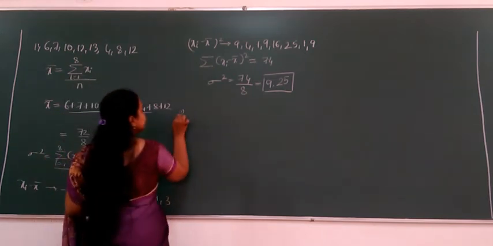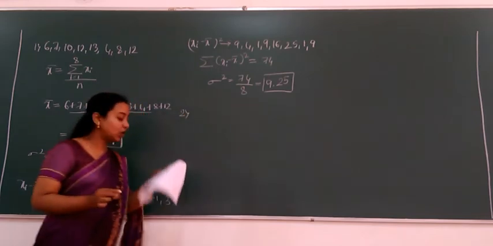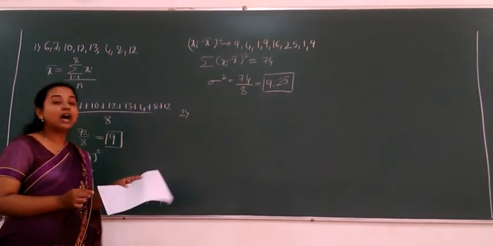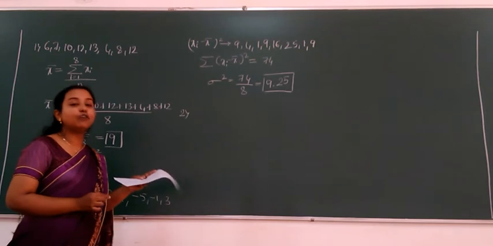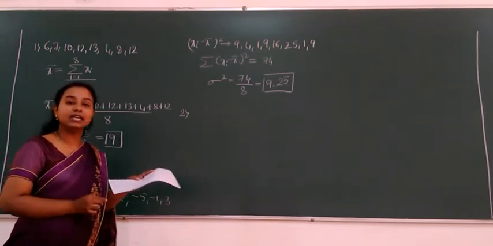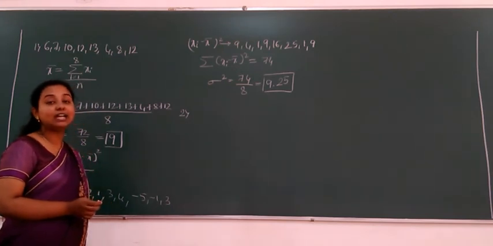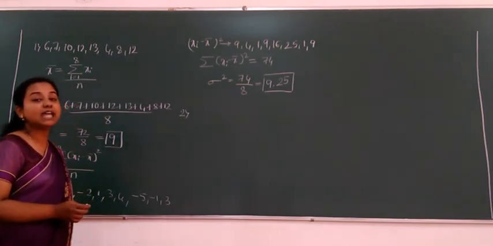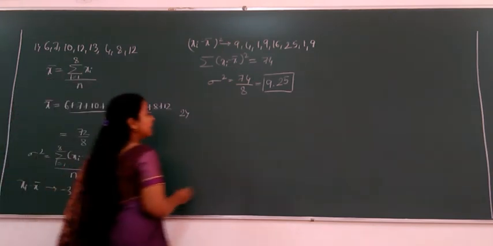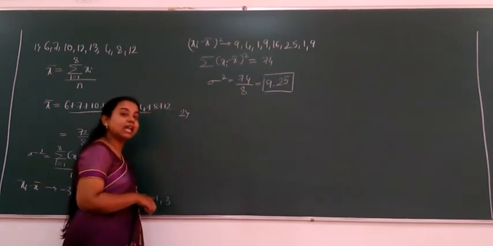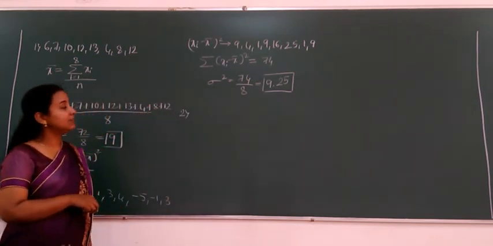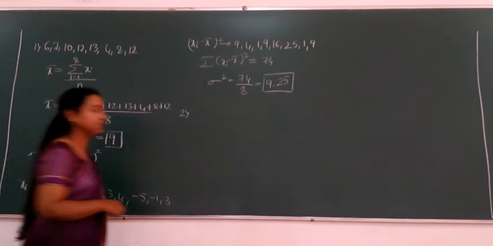Now let us consider our second question. What does your second question say? Find the mean and variance for the first n natural numbers. So what are they asking? They are asking us to find the mean and variance for the first n natural numbers. First let us write what those first n natural numbers are. Then we will think of the mean and variance.